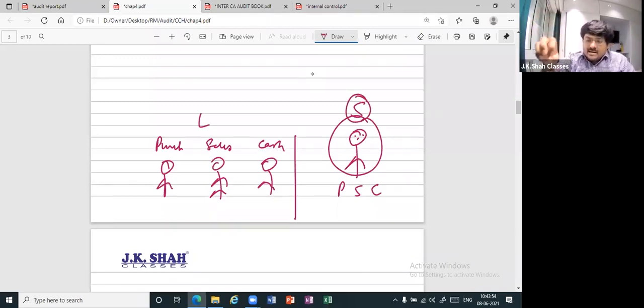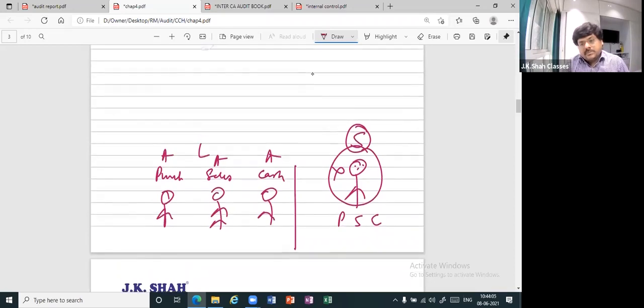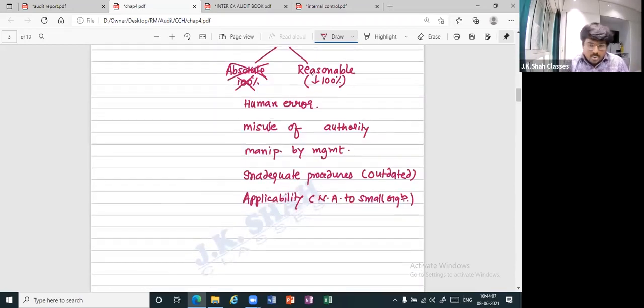So we say that the internal control system is applicable only to large organizations. It is not applicable to small ones, because in small organizations segregation of duties doesn't happen. Here authorization has happened, but here it is not possible. All clear? All clear. Okay.